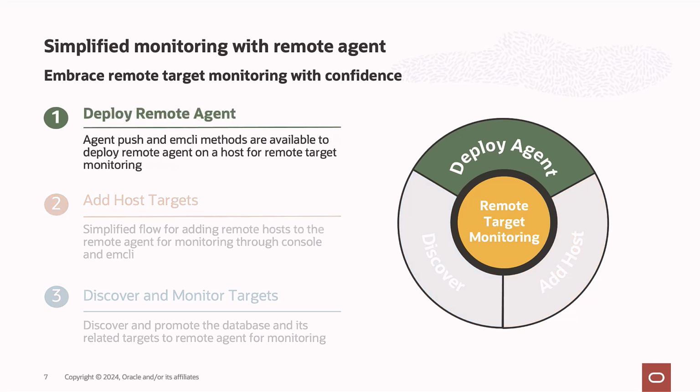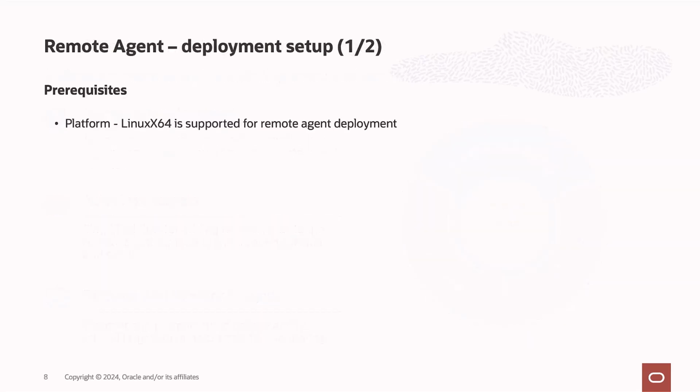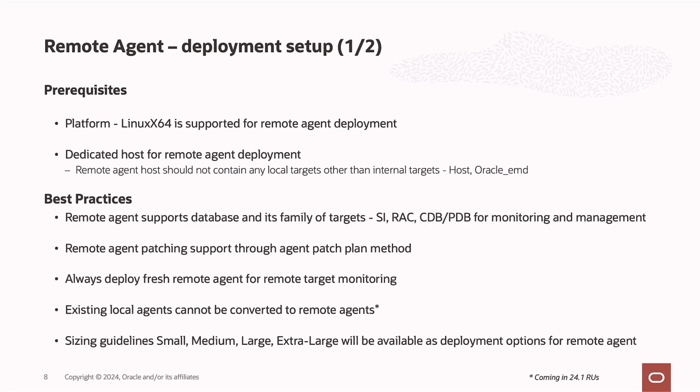So let's review the first step of deploying remote agents. Before we deploy the remote agent, let's review some of the prerequisite checks. First, it's important to note that the remote agent is currently supported only on the Linux x64 platform. When designating a host for remote agent, make sure it does not contain any targets like databases. The host should be empty, allowing the remote agent to monitor the host itself.